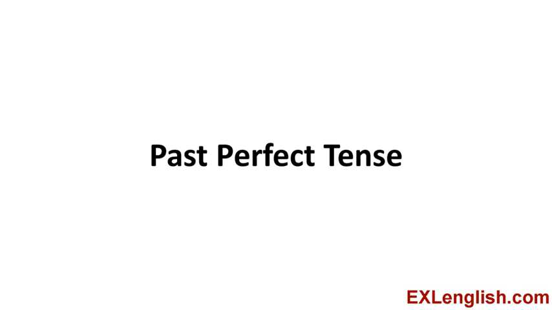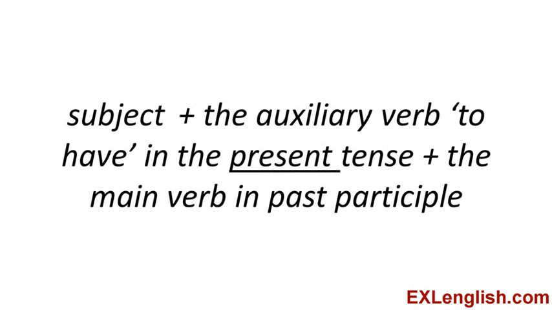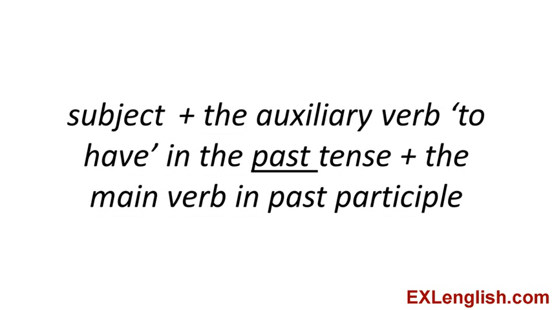You remember how in the present perfect the structure was subject plus the auxiliary verb to have in the present tense plus the main verb in past participle. Well, here in the past perfect, the structure changes slightly. Subject plus the auxiliary verb to have in the past tense plus the main verb in the past participle.